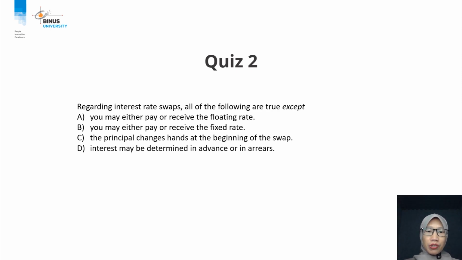Question 2. Regarding interest rate swaps, all of the following are true except A, you may either pay or receive the floating rate, B, you may either pay or receive the fixed rate, C, the principal changes hands at the beginning of the swap, D, interest may be determined in advance or in arrears.